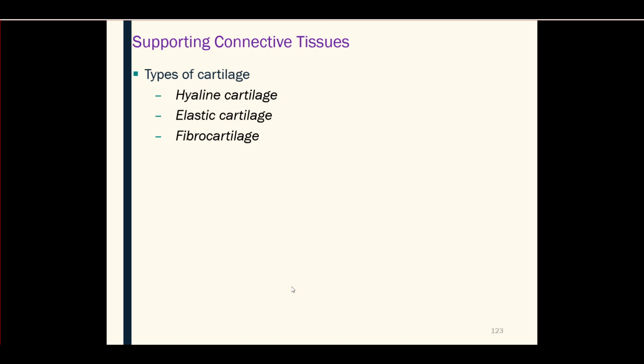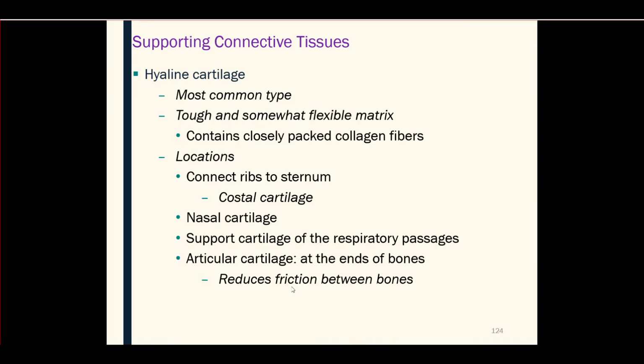So we actually have three different types of cartilage. Not all cartilage is the same. The most abundant we're going to see is the hyaline cartilage. Then we'll take a look at elastic cartilage, and we'll finish up cartilage with fibrocartilage. So as I mentioned before, hyaline cartilage is the most common. Right? This is a tough and somewhat flexible matrix.